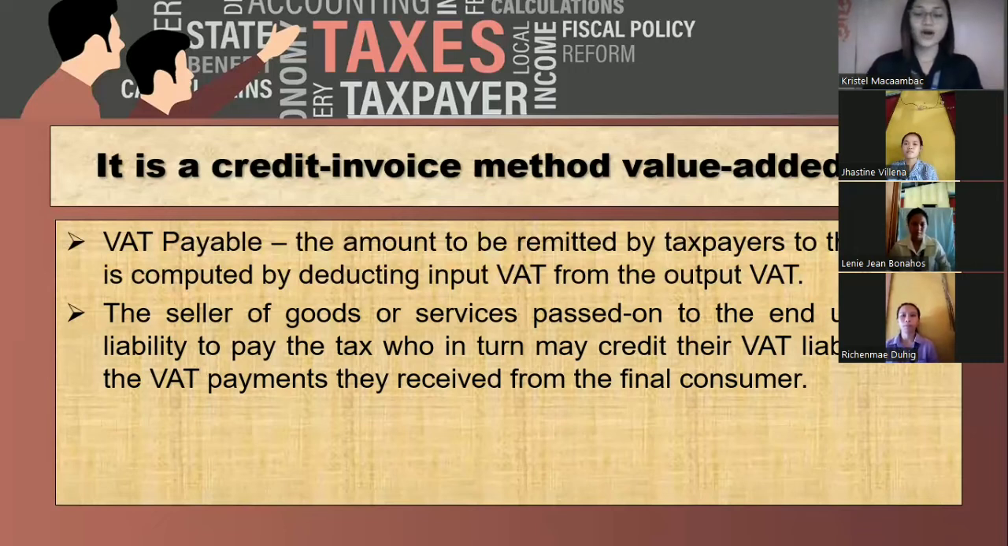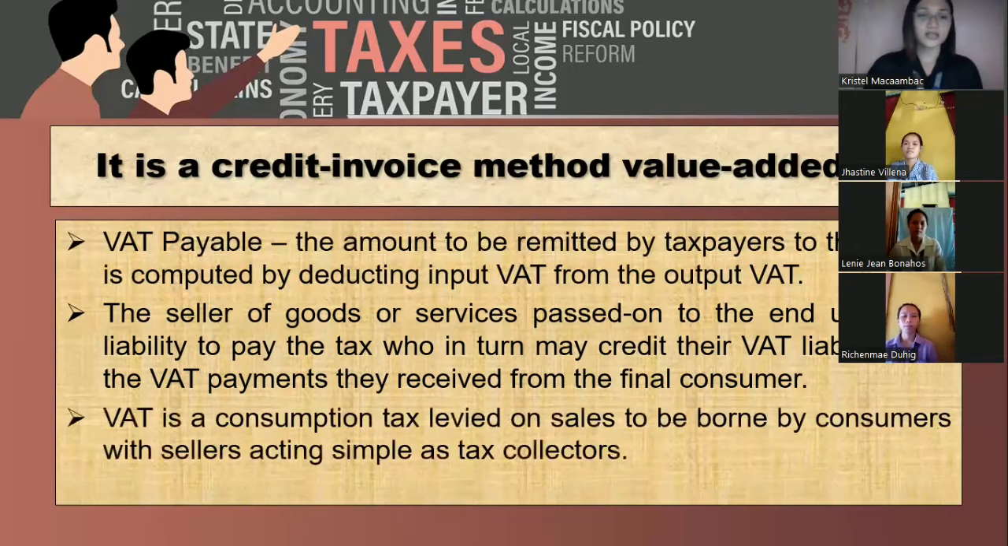So we can apply our input VAT to our output VAT, so that is why we offset input VAT to our output VAT. This is because VAT is a consumption tax levied on sales to be borne by consumers, with sellers acting simply as tax collectors.